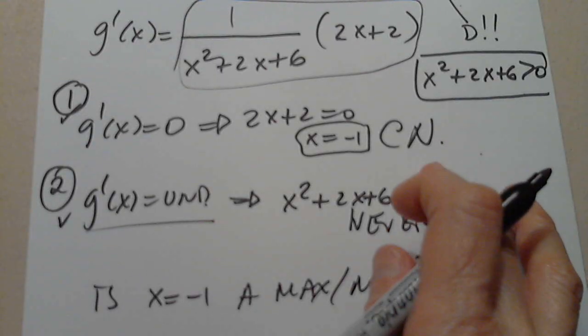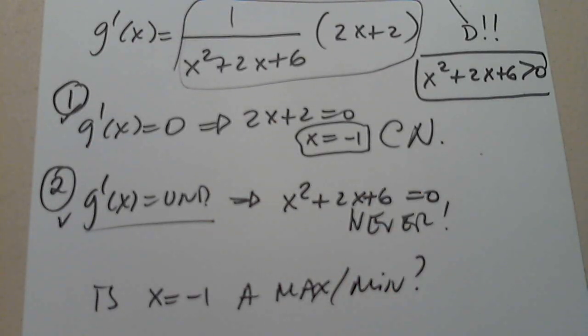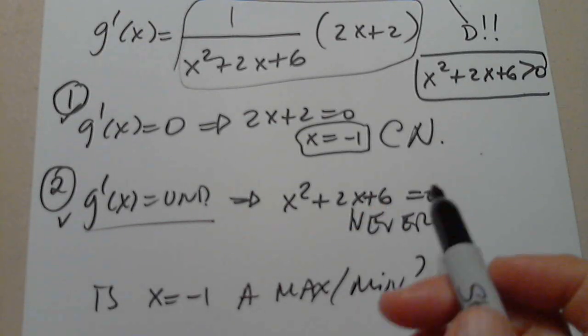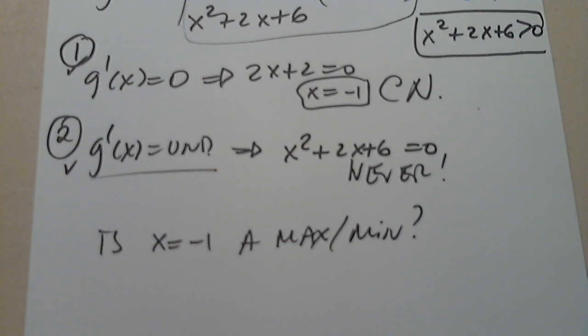The function has a critical number. It may be a max or min, but not necessarily. If it has no critical numbers, it will never have a max or min. But we did find one. So please understand this table, and this is extremely important.